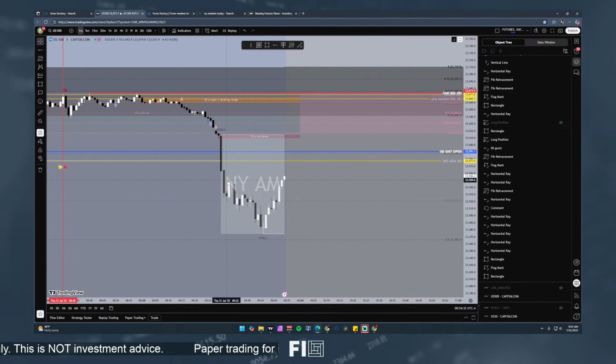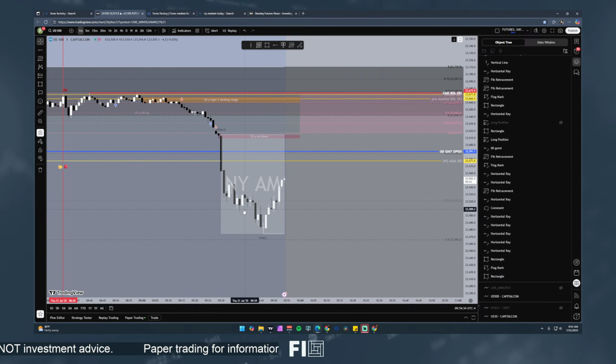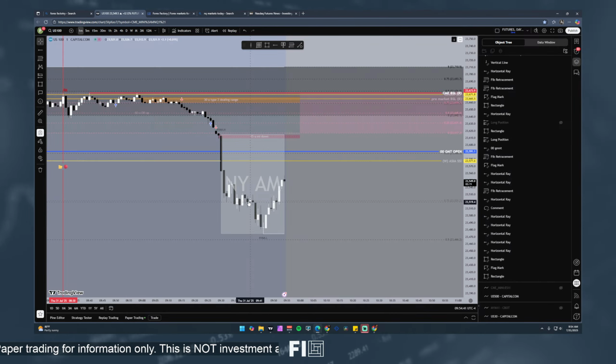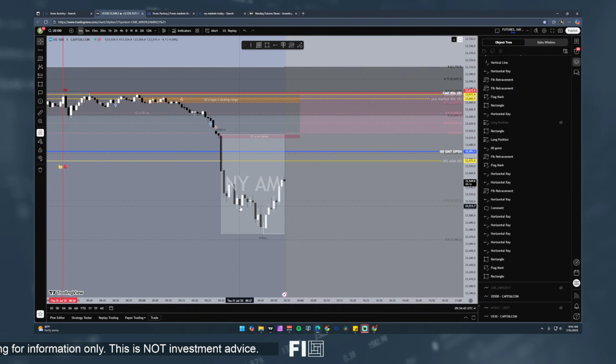Okay, some buy side liquidity up there. Order block. So lower. Potion block.